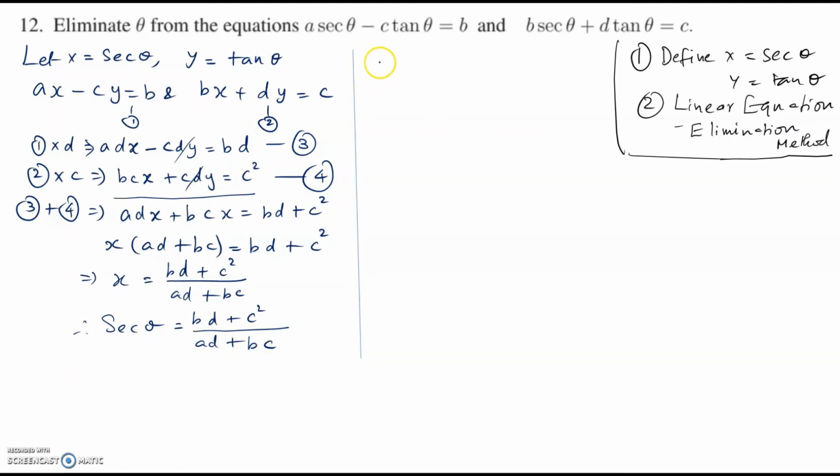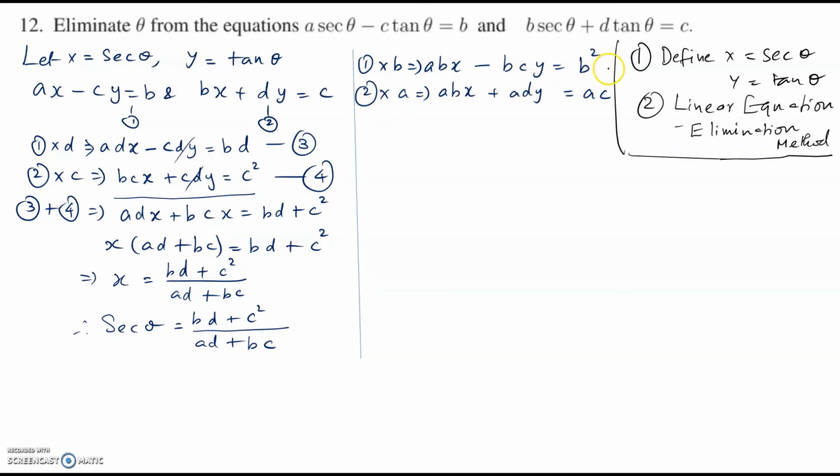Similarly, let's multiply 1 with b. So our 1 with b, this is our 1, if you multiply with b, it will become abx minus bcy is equal to b squared. And let's multiply 2 with a. So our 2 will now become abx plus ady is equal to ac.